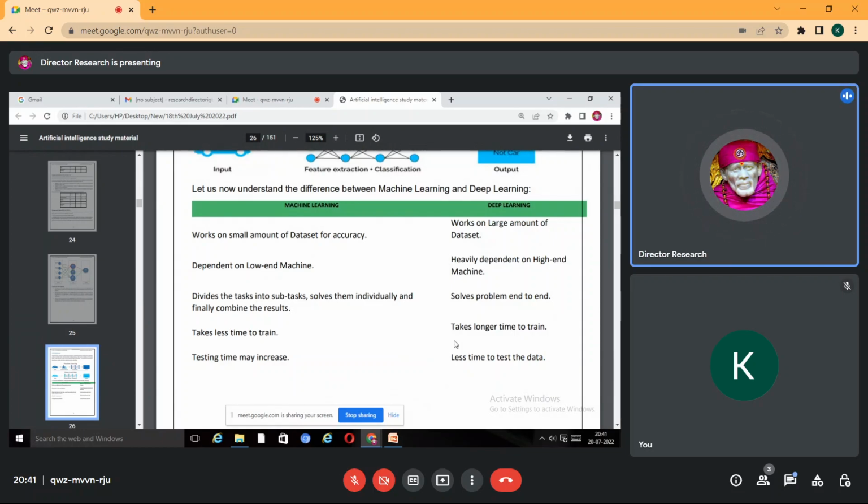Machine learning divides the task into subtasks, solves them individually, and finally combines the results. Deep learning solves problems end to end. Machine learning takes less time to train, while deep learning takes a longer time to train. Testing time may increase in machine learning, while deep learning takes less time to test the data.